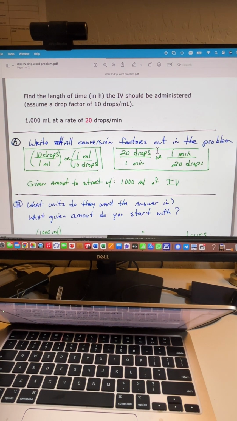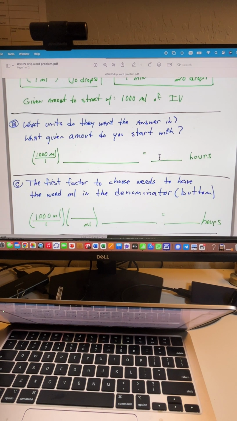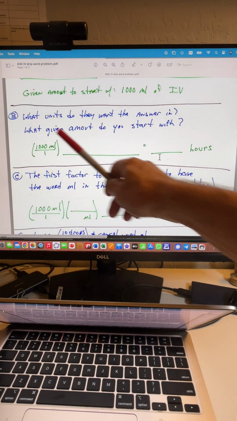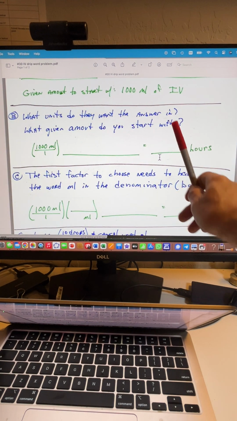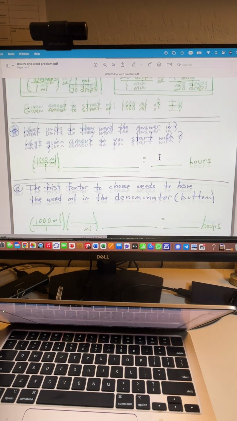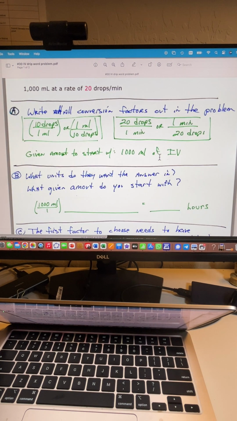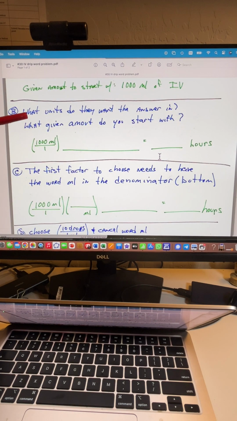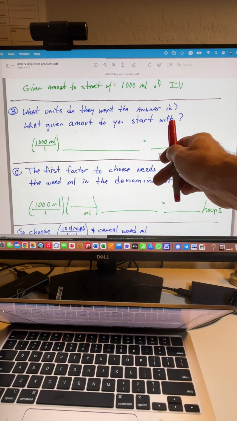But the next step is what I was talking about, with what units do they want the answer in, and that's hours, and that's what I mentioned before. Find the length of time, that's what they want to know. So what do they want to know? Put the words there, and then what amount are you given with to start with?